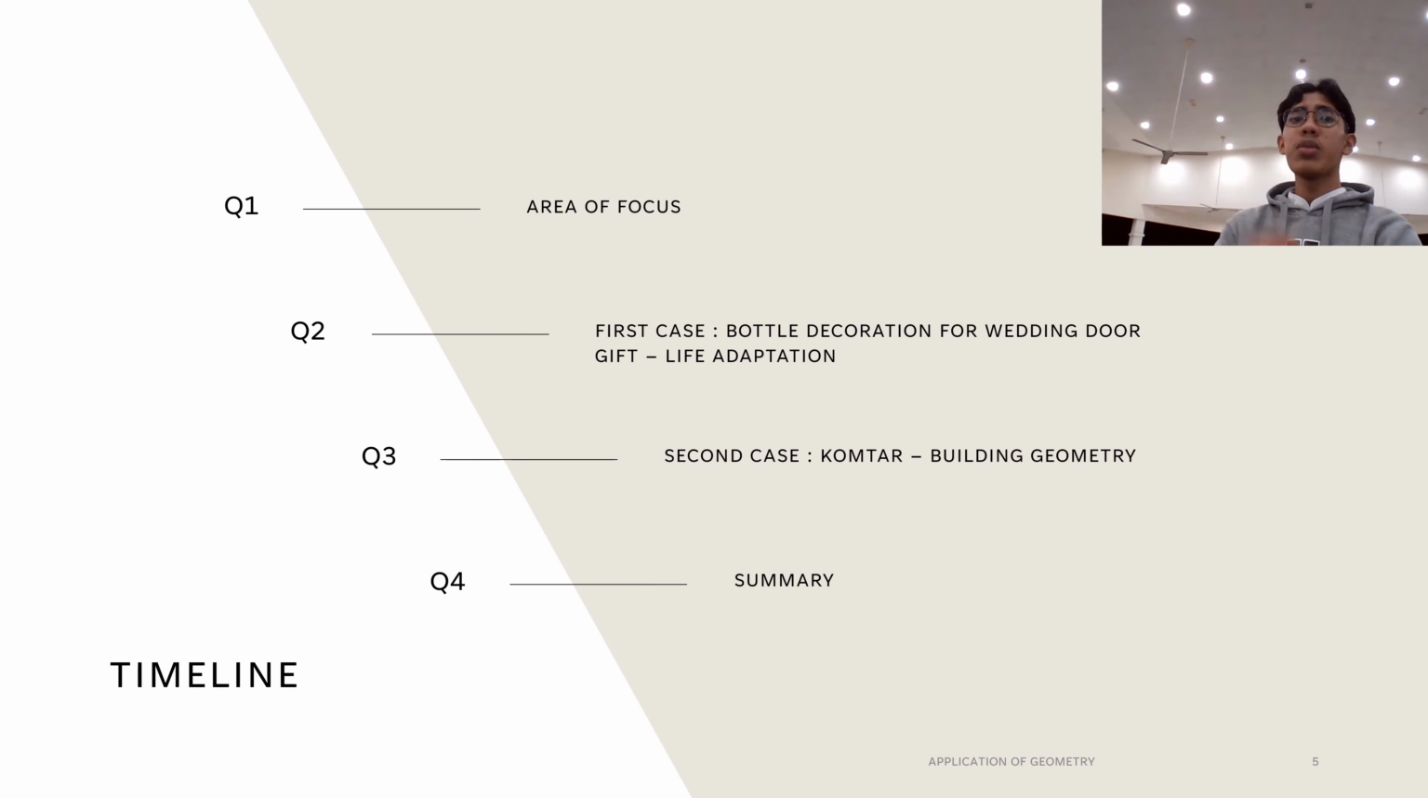This is our timeline. We have divided it into 4 parts. The first part basically talks about our main focus on both cases. Moving on to the next part, we will talk about our first case, which is bottle decoration for wedding door gift as a daily life application problem. And then we are going to talk about our second case as a geometry application on building geometry. And as you can see, we have decided to choose COMTA as our main problem. Finally, we will close our topic presentation with a summary of what we have learned about this topic.